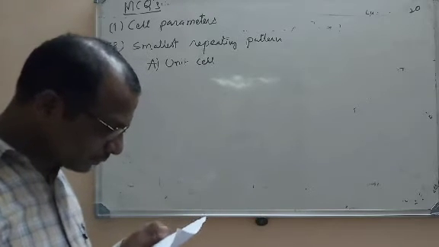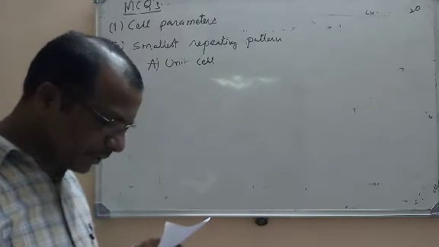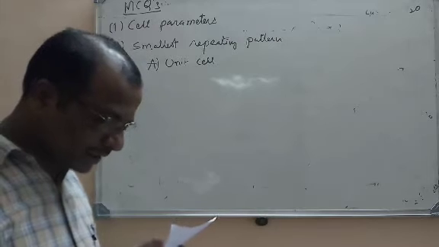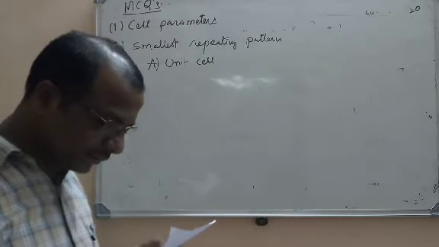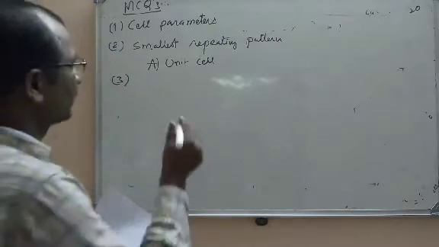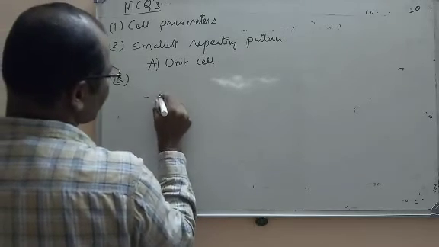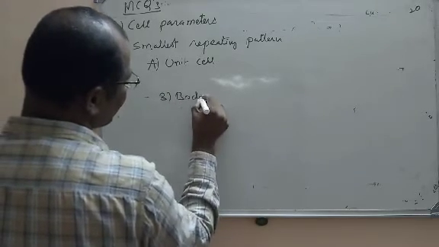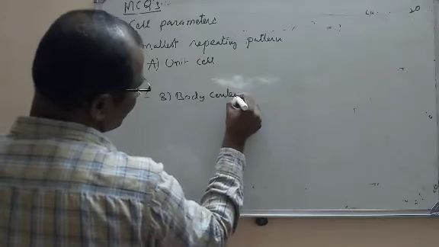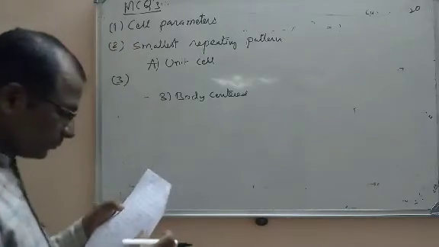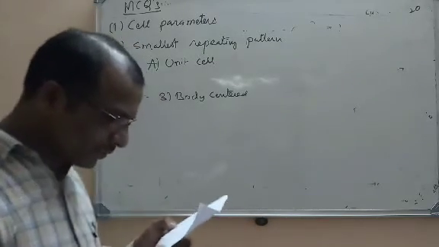For that, the options are: first, primitive; second, body centered; third, end centered; and fourth, end centered. So what is it? The right option is B, that is body centered. Next question.